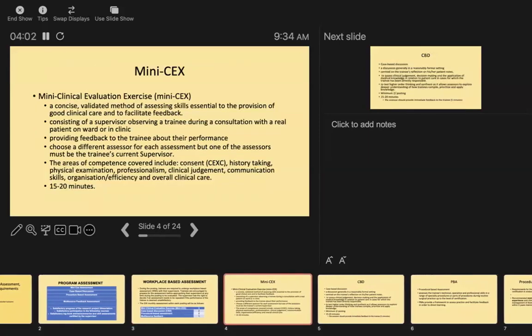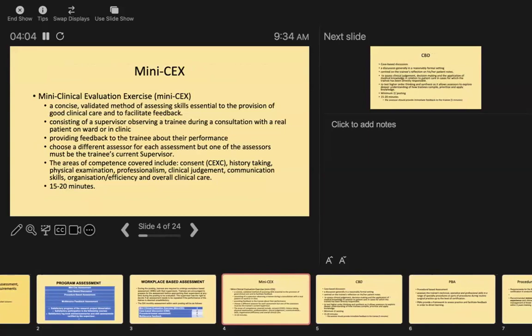So mini-CEX, I think everyone has heard about mini-CEX. Mini-CEX is a method to observe you providing good clinical care. Right? The supervisor will need to observe you, whether you notice it or not. Right? They will observe you during a consultation with your patient in a ward or in a clinic.